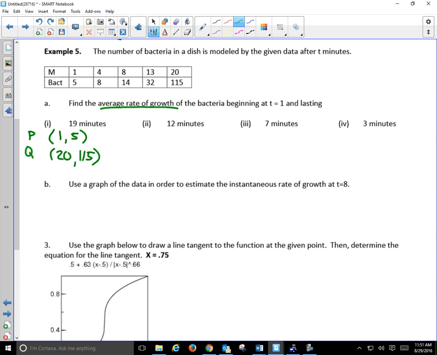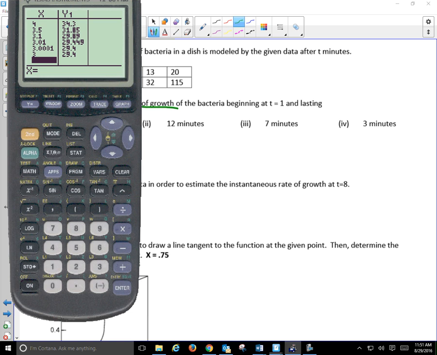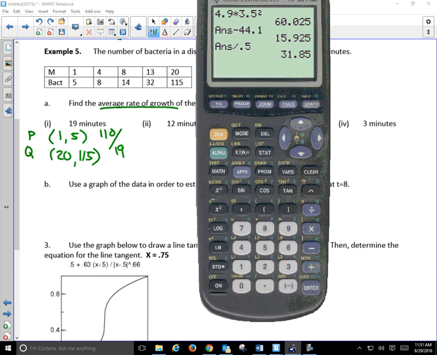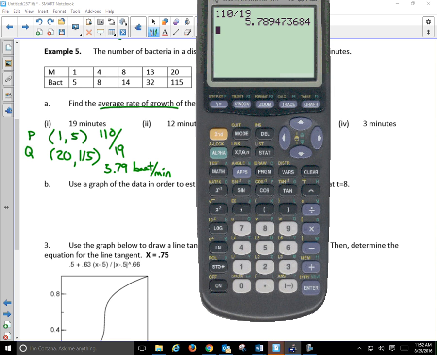And how many are there? 115. So I will take y sub 2 minus y sub 1, which is 110, over 19. I'm going to do x sub 2 minus x sub 1. So my change in y over my change in x. And if I divide that, 110 divided by 19, you can see that I have 5.8 or 5.79. And what's my label? Bacteria per, yep, it's a rate. So it will include growth, or whatever's changing, the bacteria. And then in this case, over time, which is measured in minutes.